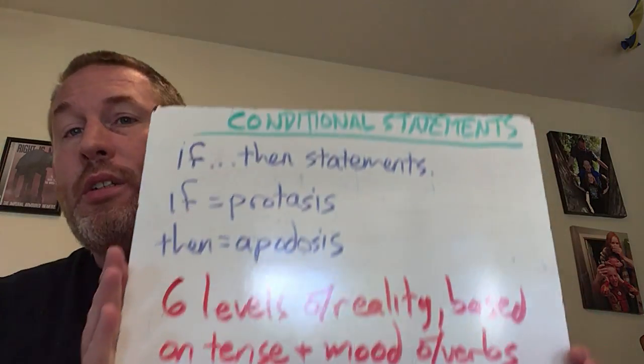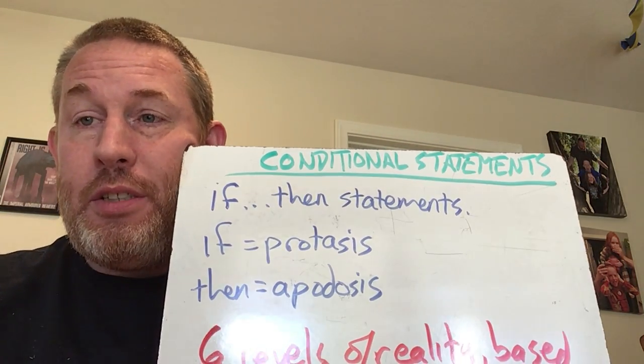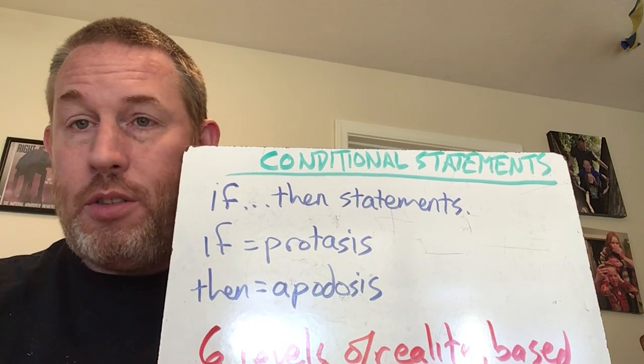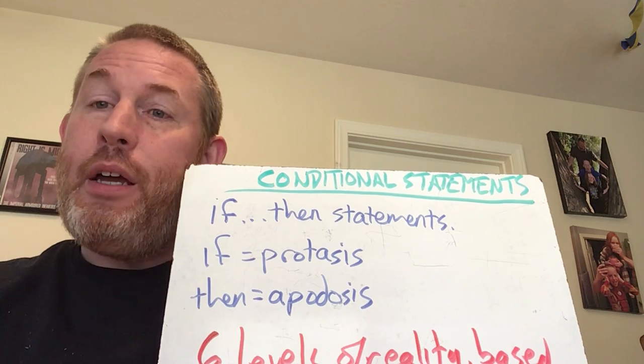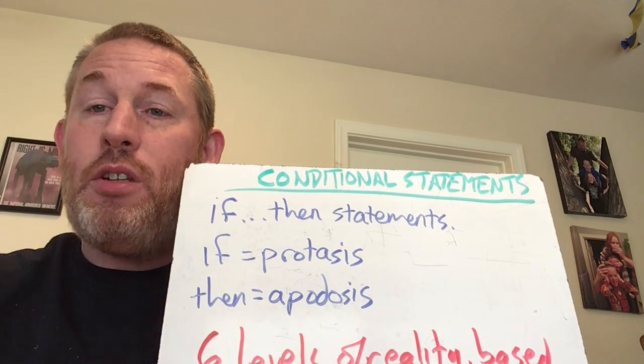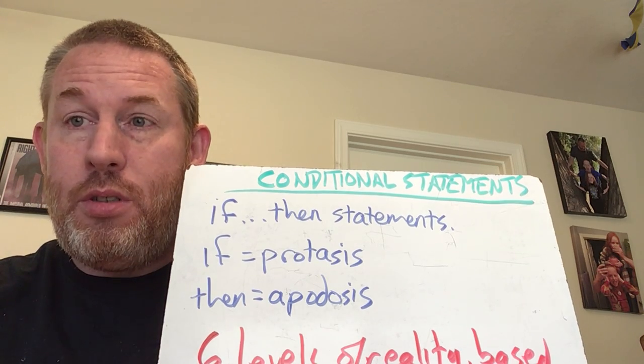So a conditional statement, very simply, is an if-then statement. If you do this, then I do this. If I do this, then you do that. So on and so on. But, of course, it's not that simple. The if statement is called the protasis. The then statement is called the apodosis.